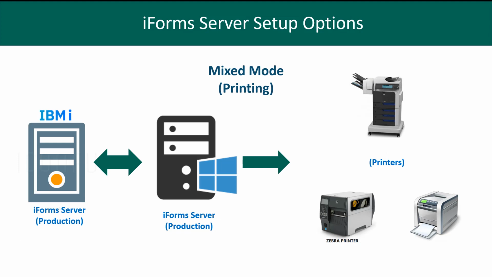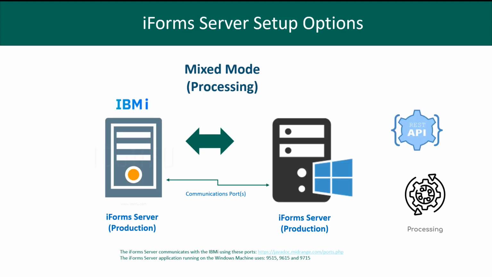Mixed mode is used if the IBM i system cannot connect to the printer and get all the printer functionality. So you might want to use a mixed mode function to be able to do that. Or if you're doing high volumes of printing, you might want to offload that off your production IBM i system to a secondary server to be able to do those printers. Or again, like I said, if your printer driver does not give all the functionality on the IBM i as it would on Windows, we can do that there as well.